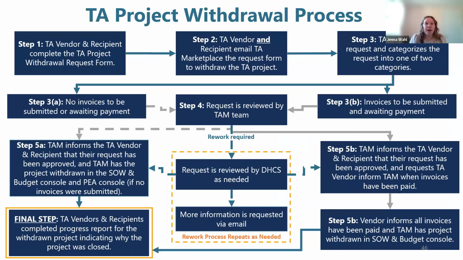And so this is just the kind of view of that process. So you all would first submit that form to us. We would then either look to see if invoices have been submitted or are awaiting payment or are not. If there are no invoices, we will review your request and follow up with any questions as needed, and then withdraw that project once it has been reviewed and approved by our team. If there are invoices to be submitted or invoices awaiting payment, we will require the vendor to let us know once those have been paid, and then the project will be withdrawn and removed from your queue.